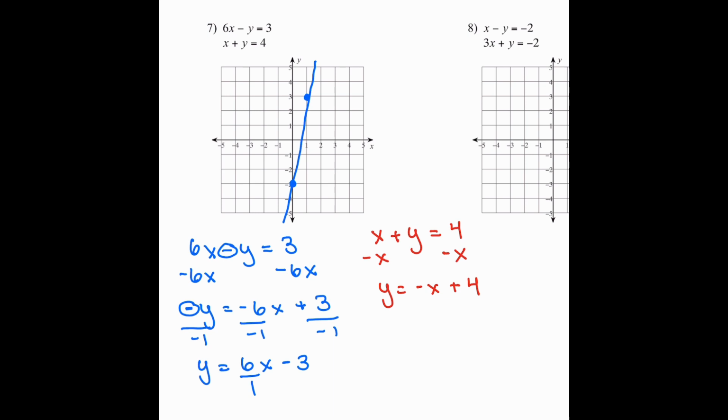I start at the y-intercept 4. And I have an imaginary 1 in front of my x and in the denominator, which tells me I go down 1 and over 1 each time. So down 1 over 1, down 1 over 1, just like so. And it looks like my equations intersect at the point 1, 3. So 1, 3 is my solution.